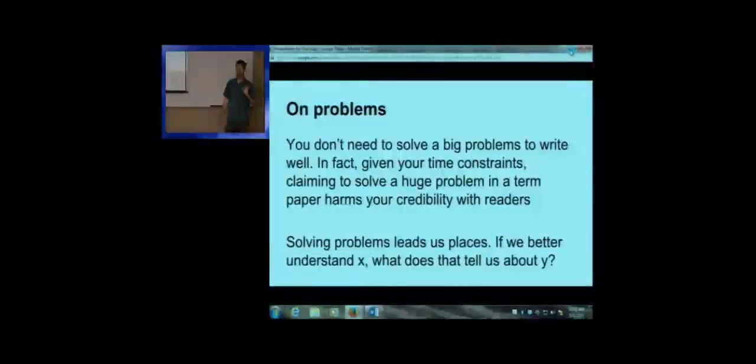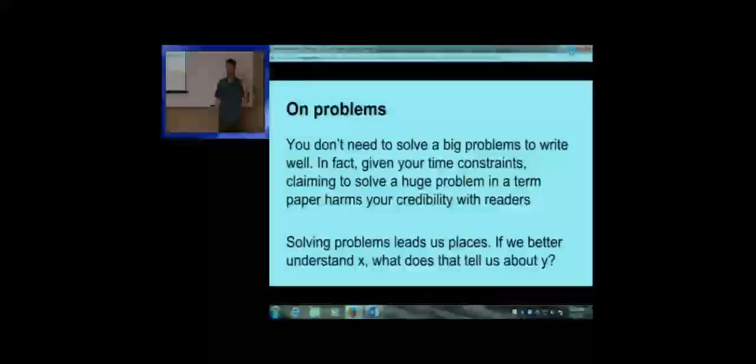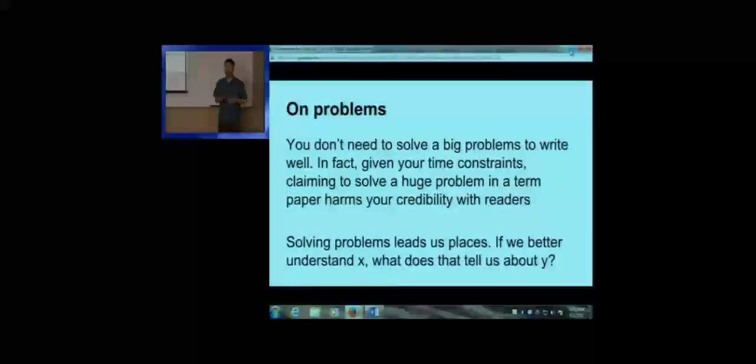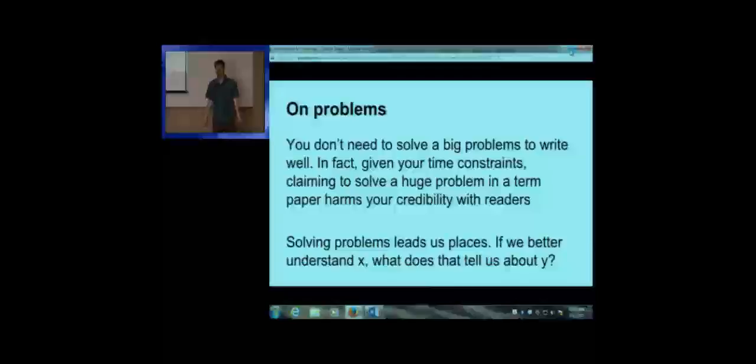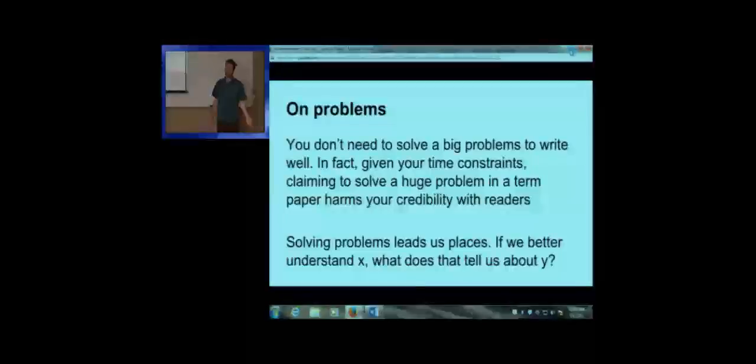On problems. Problems are tough to get right, and you will spend years working on this, but it's really rewarding when you finally hit upon a problem that really impacts your field in a meaningful way. So I'm going to share a little advice that I got when I was first starting grad school. You don't need to solve big problems to write well. In fact, given your time constraints, claiming to solve a huge problem hampers your credibility with readers.